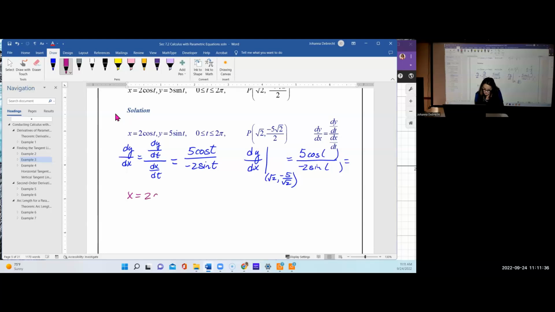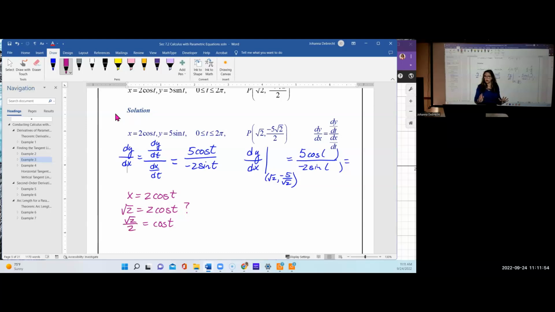So we have x equal to 2 cosine of t, and we want to know when this is going to be equal to the square root of 2. We divide by 2 in order to isolate the cosine. So we get cosine of t is equal to square root of 2 over 2.